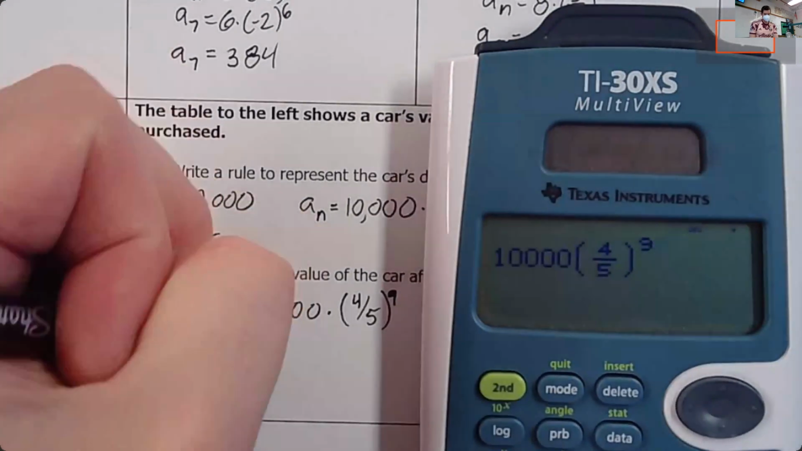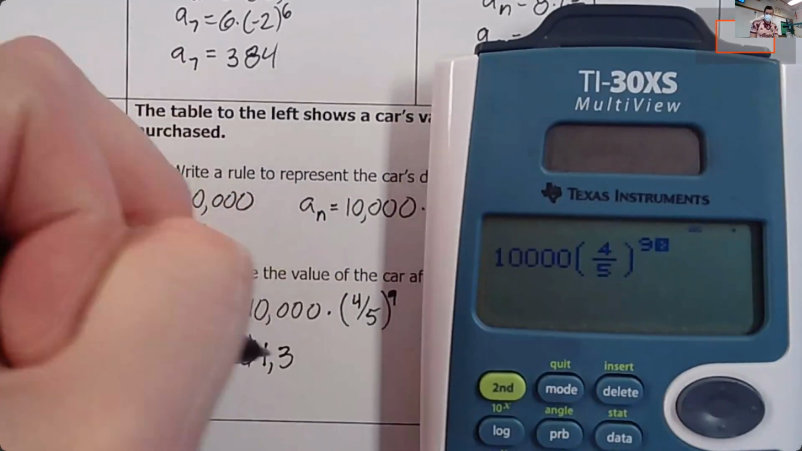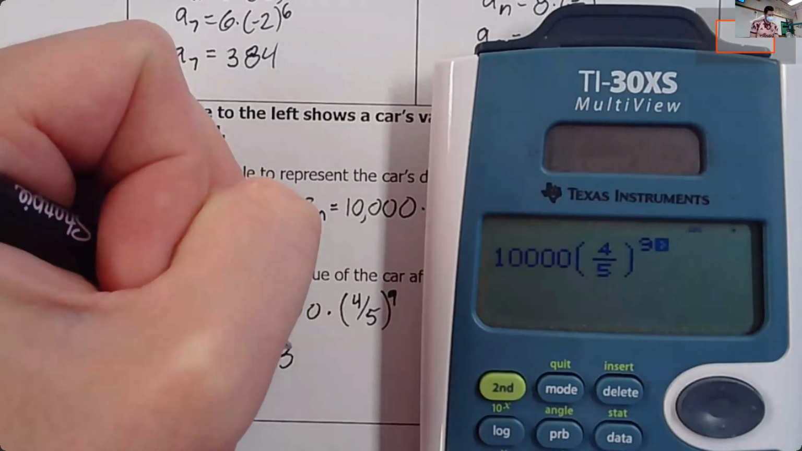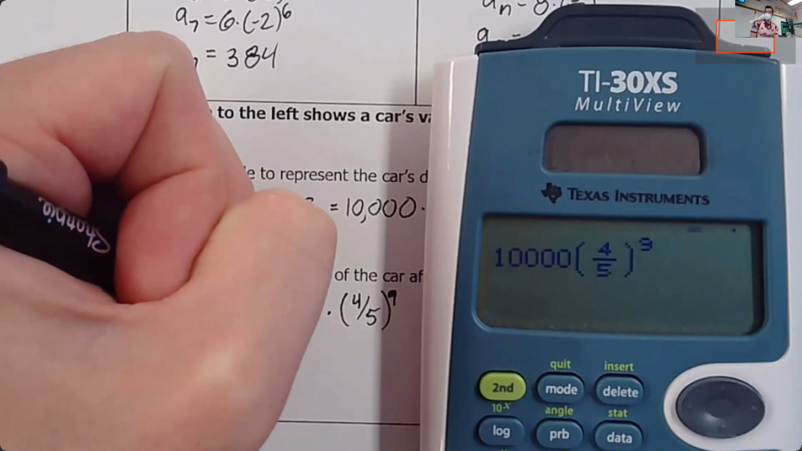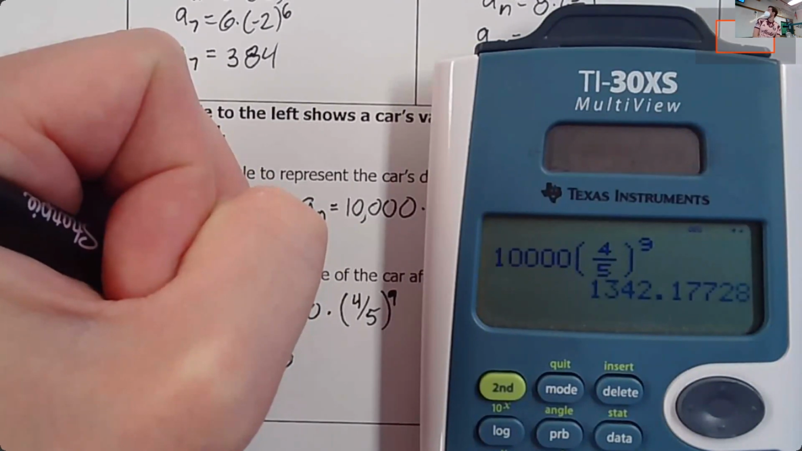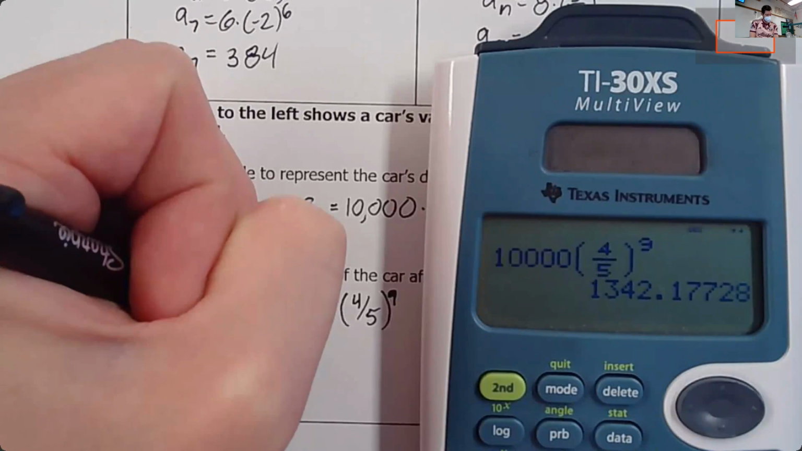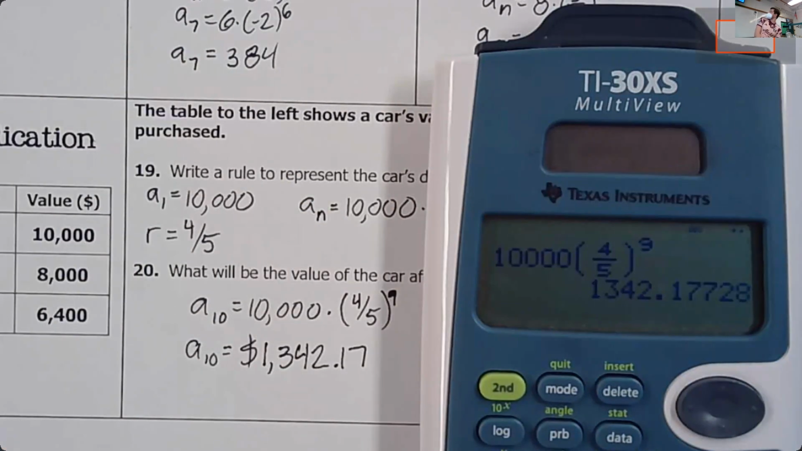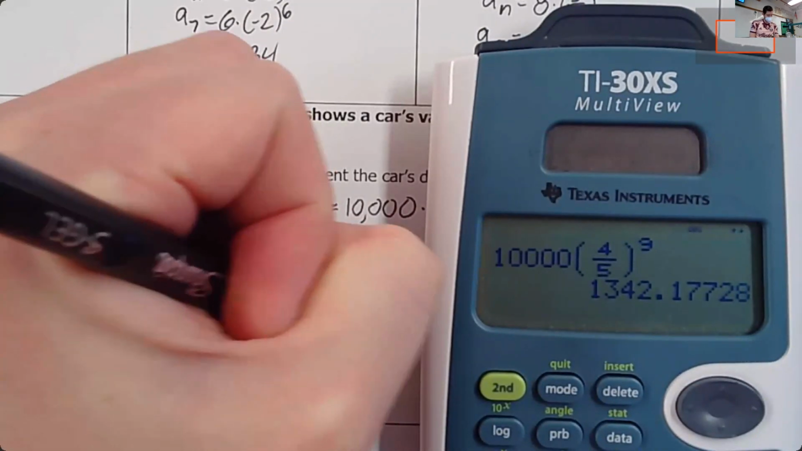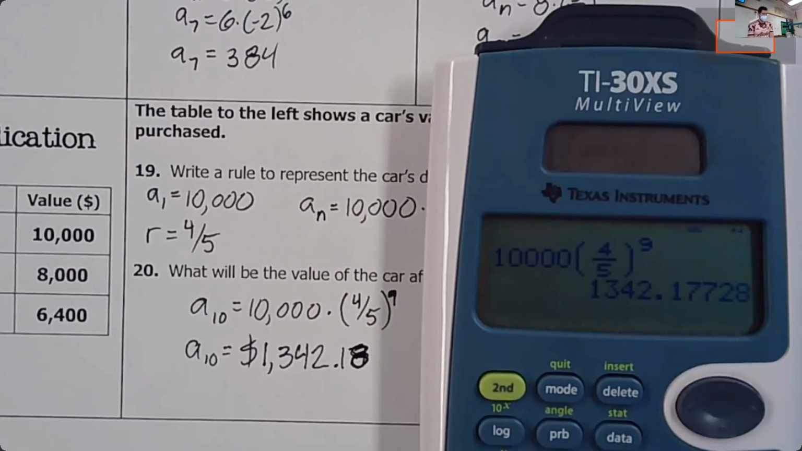What'd you get, Killian? I think you might have left off a 0. Okay. So 1342.17. That sound right? It would be 18, because that second 7 will round the first one up to an 8. Yes, 18. Good. So $1,342.18.